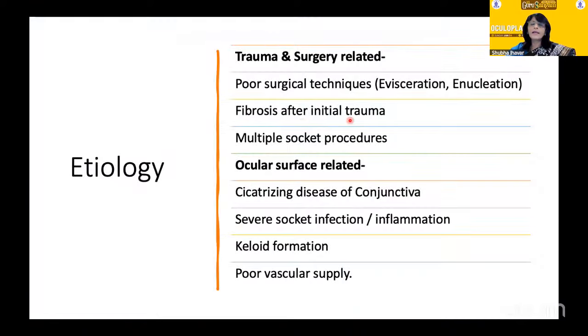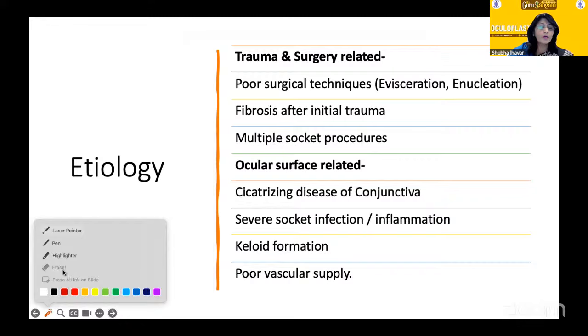Yeah. So as I told you, trauma and surgery related is where poor surgical techniques, of course, sometimes become iatrogenic. That is because of our bad, poor evisceration or enucleation that we do, poor surgical techniques resulting in a contracted socket, or there is fibrosis after initial trauma, or multiple socket procedures have been done resulting in this contracted socket, or ocular surface related, could be because of cicatrizing disease of the conjunctiva, or maybe some socket infection or inflammation, or a keloid formation and poor vascular supply of this. So this all will result in a contracted socket.